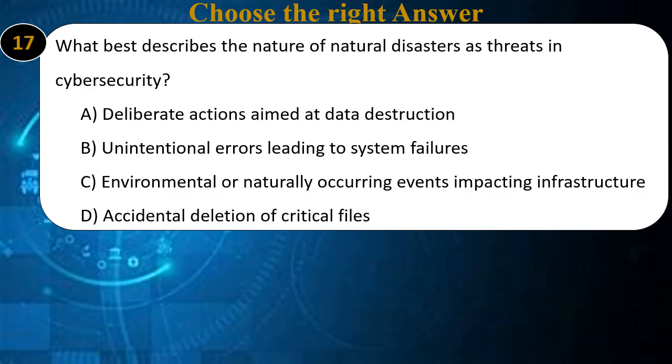Question number 17. What best describes the nature of natural disasters as threats in cybersecurity? A. Deliberate actions aimed at data destruction. B. Unintentional errors leading to system failures. C. Environmental or naturally occurring events impacting infrastructure. D. Accidental deletion of critical files.